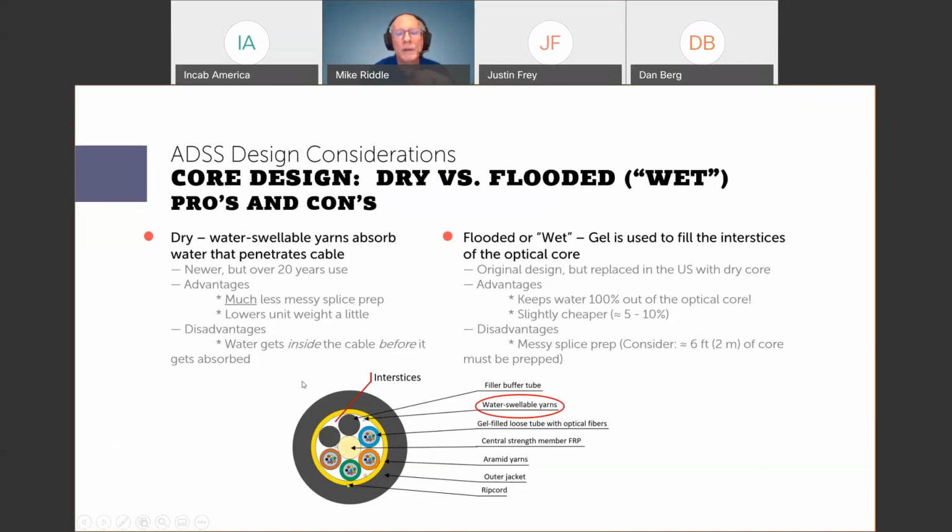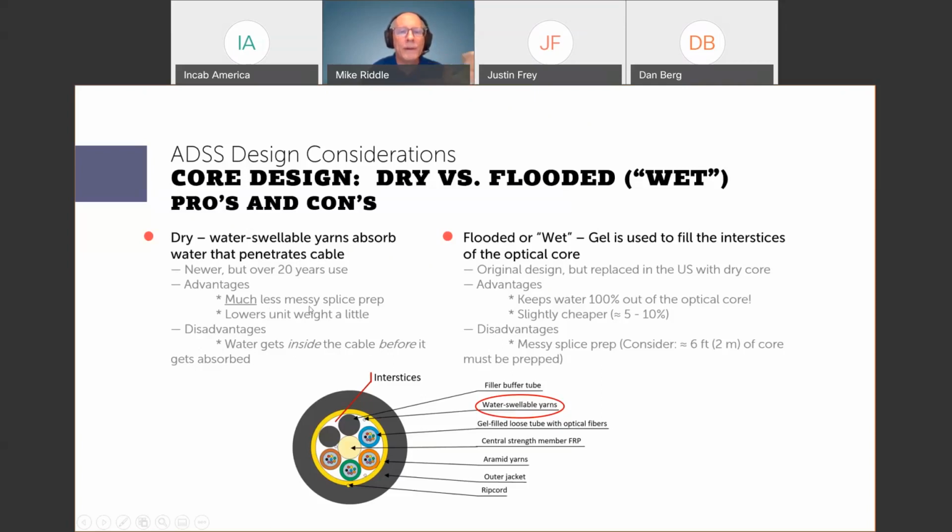And what they do is they use water swellable yarns or tapes sometimes in these interstices. You see in this drawing, there's 1, 2, 3 of them, one near the center member and then 2 on the outside. What happens is water gets in and these absorb the water. But the first part of what I said, did you notice? Water gets in and then they absorb it. So the disadvantage is that the water is getting inside the cable core before it gets absorbed.